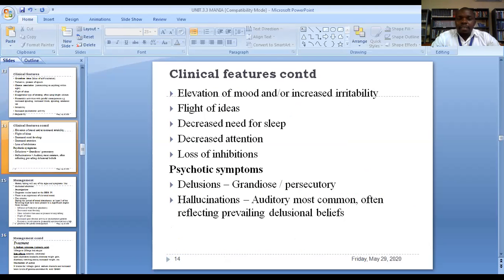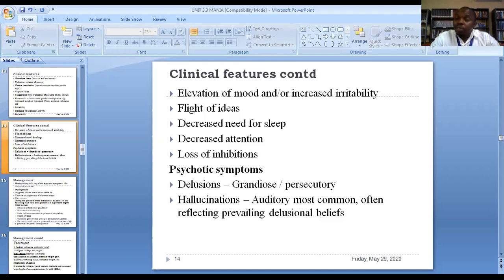Some more features. They have elevation of mood, increased irritability, like we stated, flight of ideas, decreased need for sleep, because they are always hyperactive. Decreased attention. How can this person have attention to you when they are always talking, when they have pressure of speech, when they undergo chance association? For sure, they'll have decreased need for sleep, decreased attention.